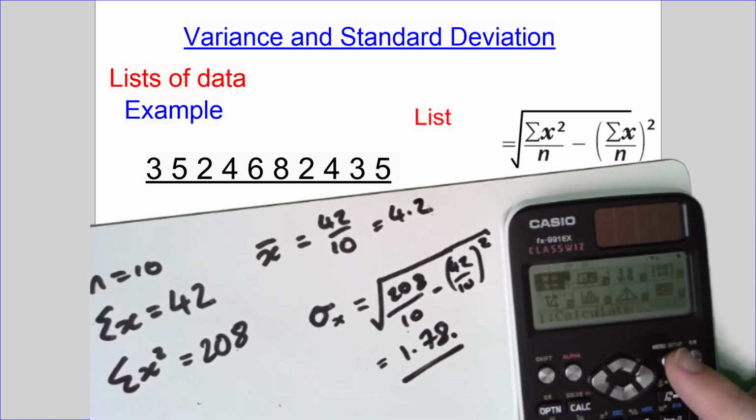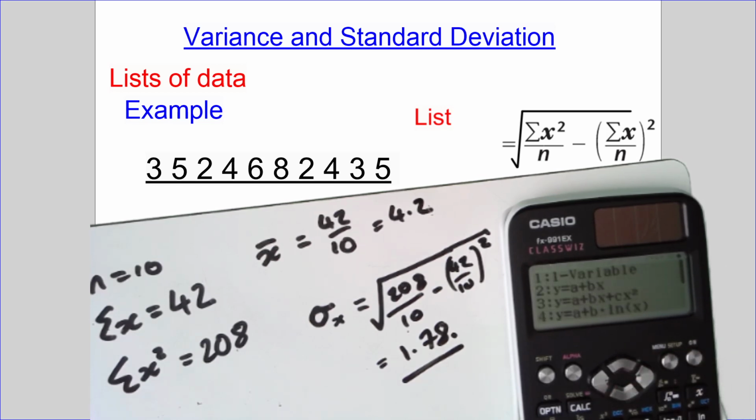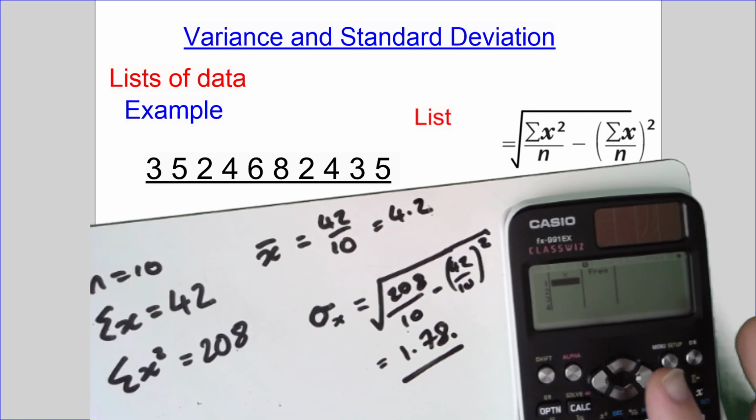So the first thing we're going to do is go to stats mode, which is here, and go on one variable, because we've got one variable x and frequency. Now you can either enter this as frequency, for instance there are two 2's, so we could put this in as frequency 2, or you can just enter everything with frequency 1. If you don't have a frequency column, it's in the setup options, we looked at that last time.